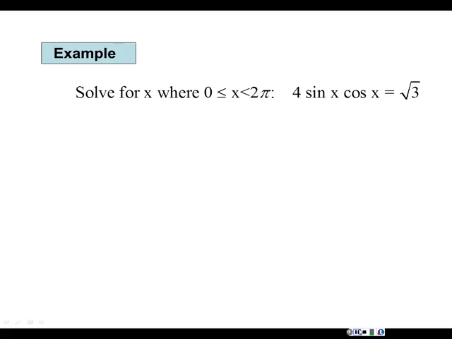For n equals to 2, x equals to pi by 6 plus 2 pi. We cannot take this because it will be more than 2 pi. So let's stop here. So these are the two values we have from the first equation.